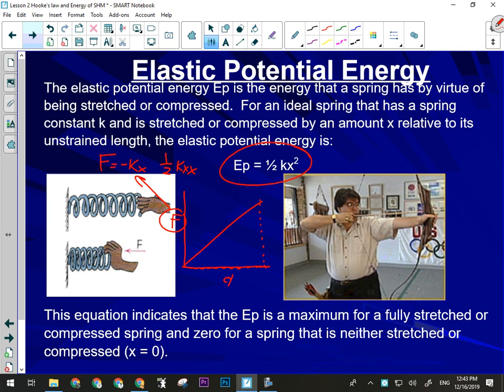I'm calculating the area under the line, or the work being done on the elastic object. Okay? The work done on an elastic object has to equal the amount of potential energy that it contains after.